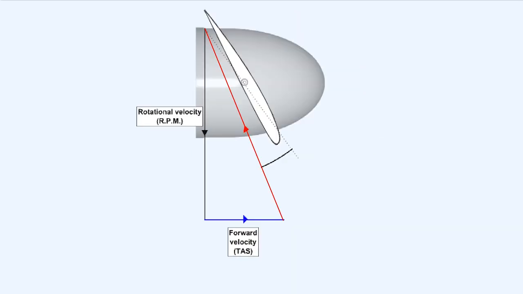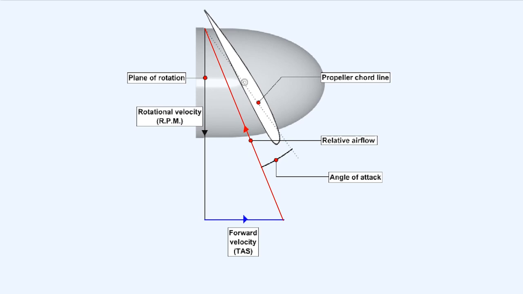We've just seen that a propeller receives its relative airflow from a direction which is governed by the aircraft's true airspeed in the direction of flight, and its own rotational velocity in the plane of rotation. The operating angle of attack will be the angle between the relative airflow and the chord line of the propeller blade.